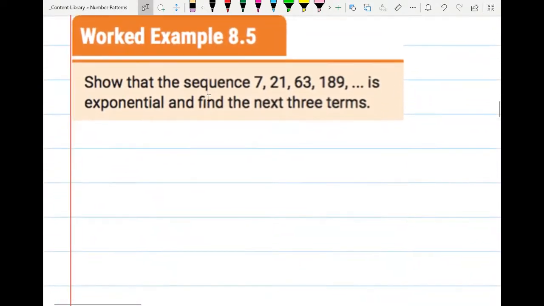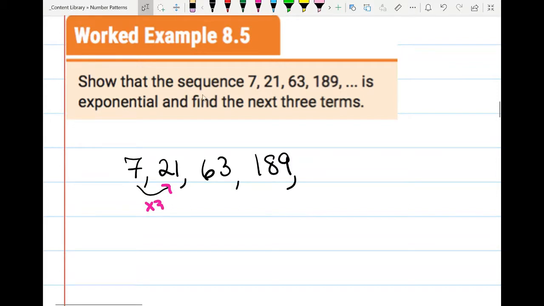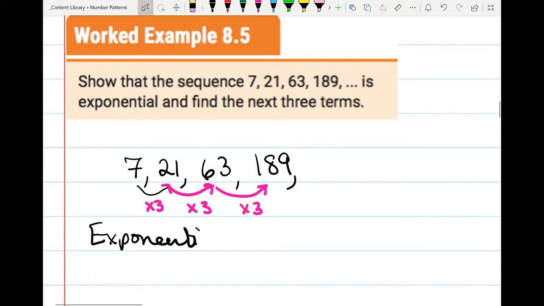And then just one more example of an exponential sequence. Here we have an exponential sequence 7, 21, 63, 189. We want to show it's exponential. That just means we need to show it's a multiplication pattern. You can see there, to move from term to term, we need to multiply by 3 each time. Okay, so it is exponential, as each term is multiplied by 3.